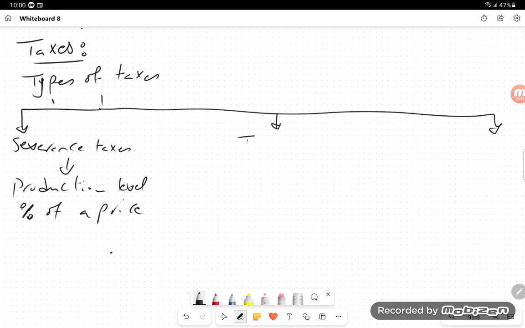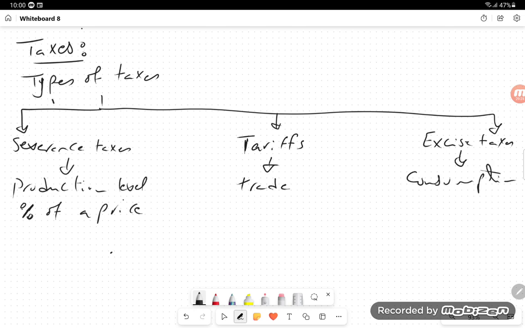Okay. Number 2, tariffs. Tariffs are applied when energy is traded across countries. This is related to trade of energy across borders. Number 3, excise tax. And this is related to consumption. So we have 3 different types of taxes, one related to consumption or the final consumer, one related to production, and the third one related to the international trade of energy.